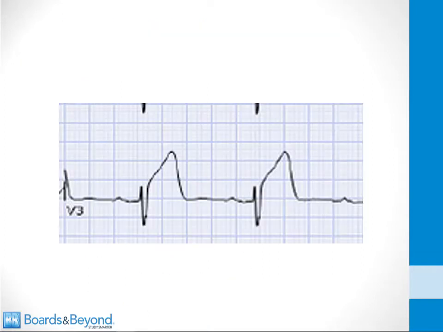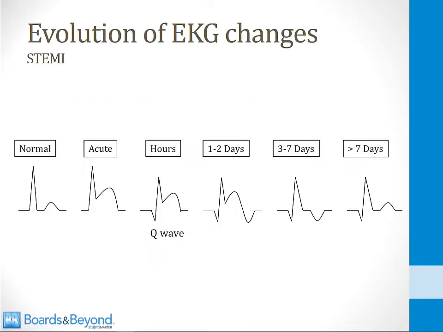And here's a drawing of some ST elevations in lead V3 on the surface ECG, just so you know what they look like. This is the baseline here. The ST segment is up in the air here, so this is said to be elevated. When there is complete occlusion of a coronary artery and transmural infarction, that leads to ST elevations on the surface EKG, and that's called an ST elevation myocardial infarction, or STEMI.